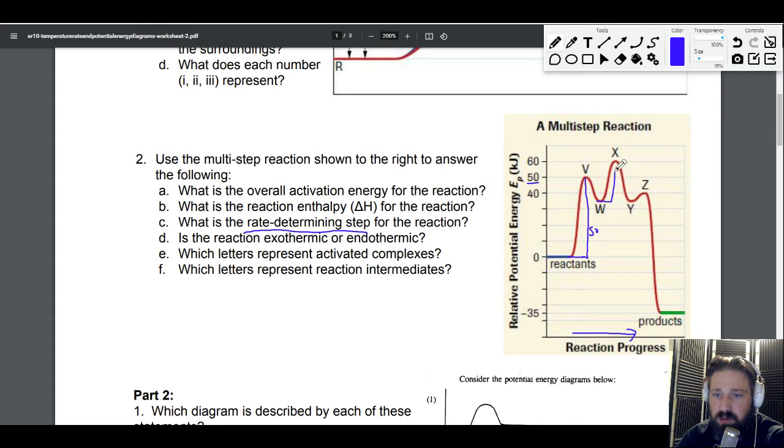This one is, what, 35? 35 to 60. So that's what, 25, and then this is 5. Okay, so we can tell right off the bat the first step is going to be our biggest activation energy.